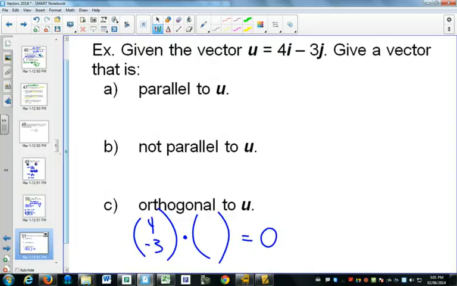0 and 0 will not work because 0, 0 is not actually a vector. It's just like a point. It doesn't go anywhere. But you're right. If I have 0 and 0, I will get 0. 3 and 4? 3 and 4. Check it out. You'll get 12 minus 12.